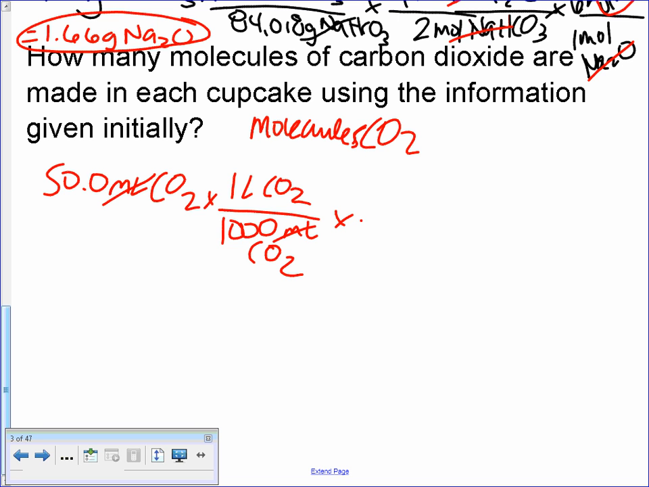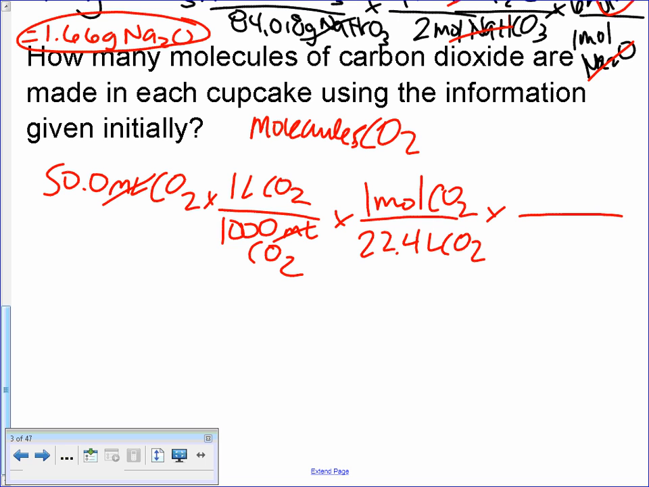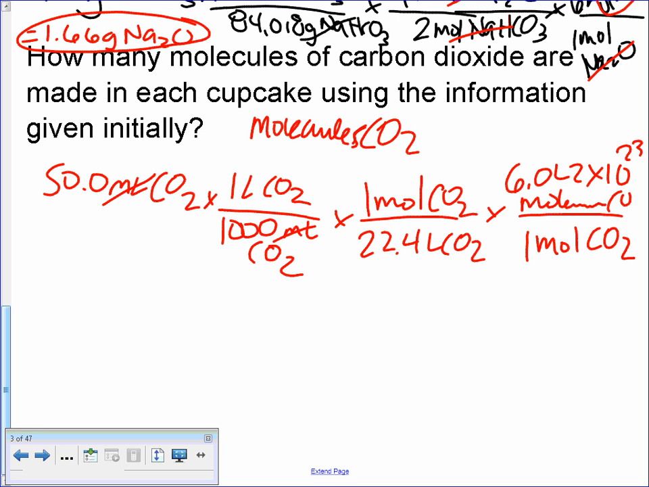That's when the 22.4 liters comes into play. 22.4 liters of CO2. What goes on top? 1 mole. Whew, we got 1 mole. All right, 1 mole can easily get me to molecules. With what? Avogadro's number. So 1 mole of CO2 on bottom, and what goes on top? 6.022 times 10 to the 23rd molecules of CO2.